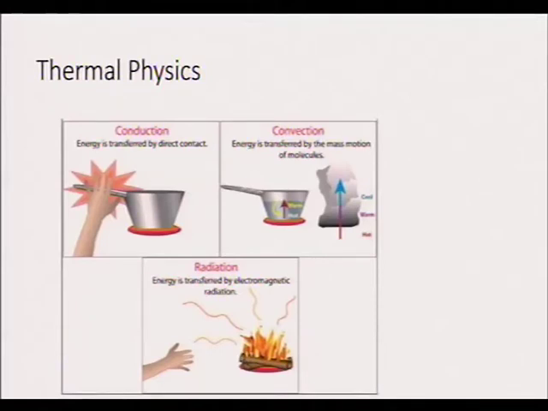The last one is radiation. Radiation is transferred by electromagnetic radiation, especially the way we get our energy from the sun is through radiation. It doesn't need to move through molecules. It doesn't need any medium. It can be transferred through a vacuum. That is radiation. I can give you an example. Like you see here, the way you can feel the heat from the fire is because of radiation.